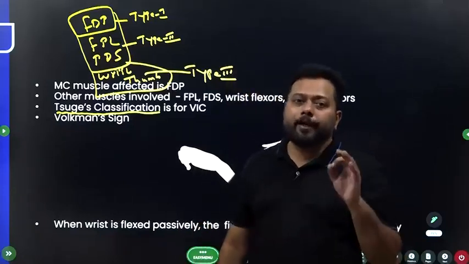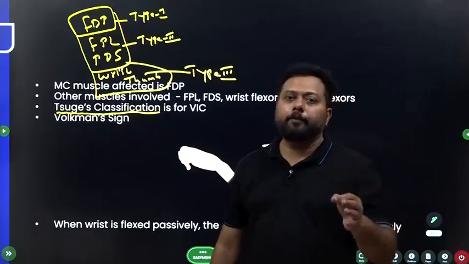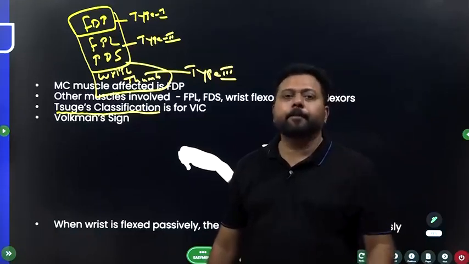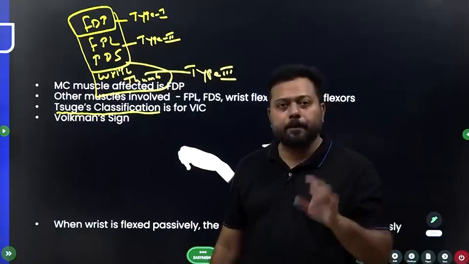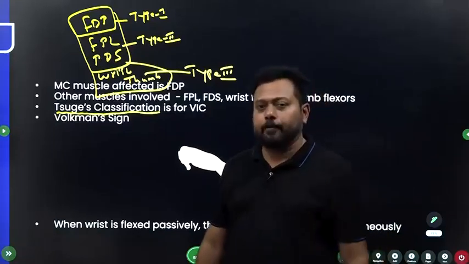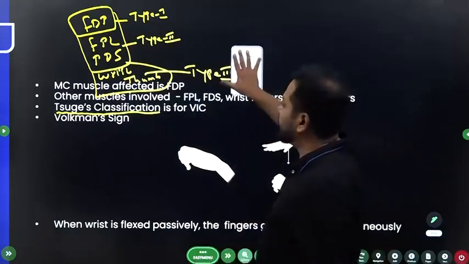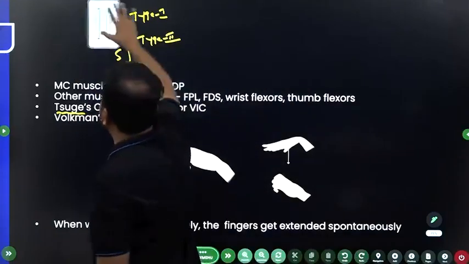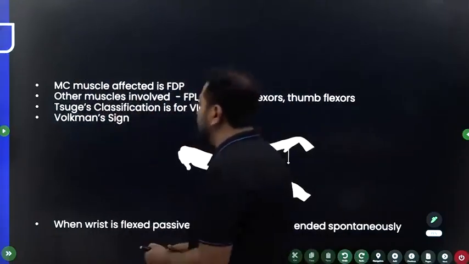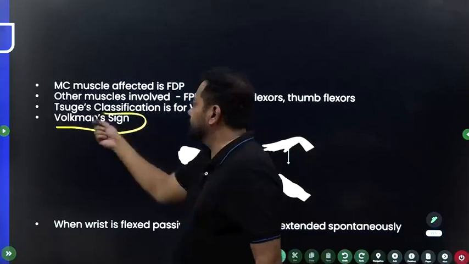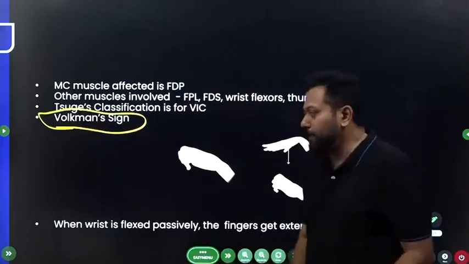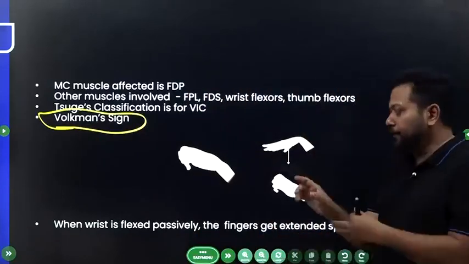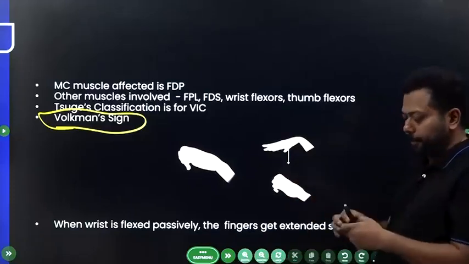Type 1 only FDP. Type 2 FDP, FPL, FDS. Type 3 FDP, FPL, FDS plus wrist flexors and thumb flexors. So, the worst type is type 3. In classical type 3 Sugé's, the classical sign is called Volkmann's sign. What is Volkmann's sign? Where the wrist is flexed passively.